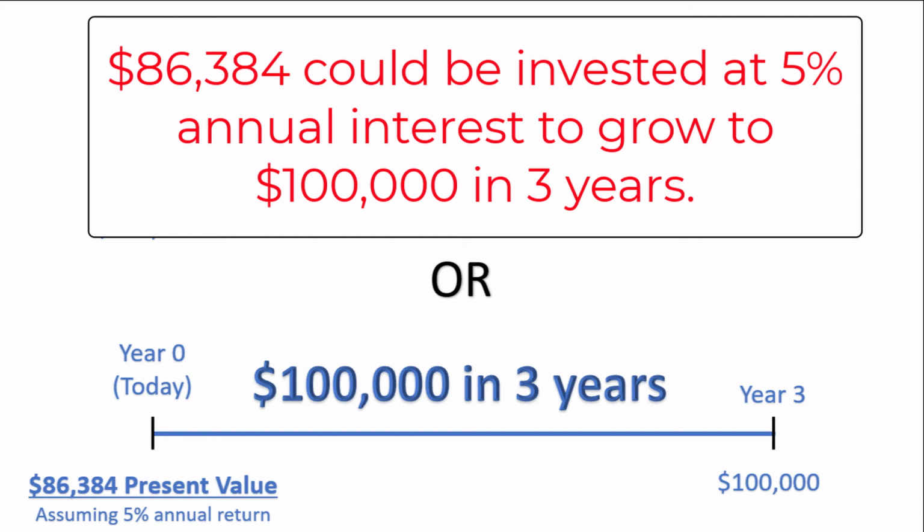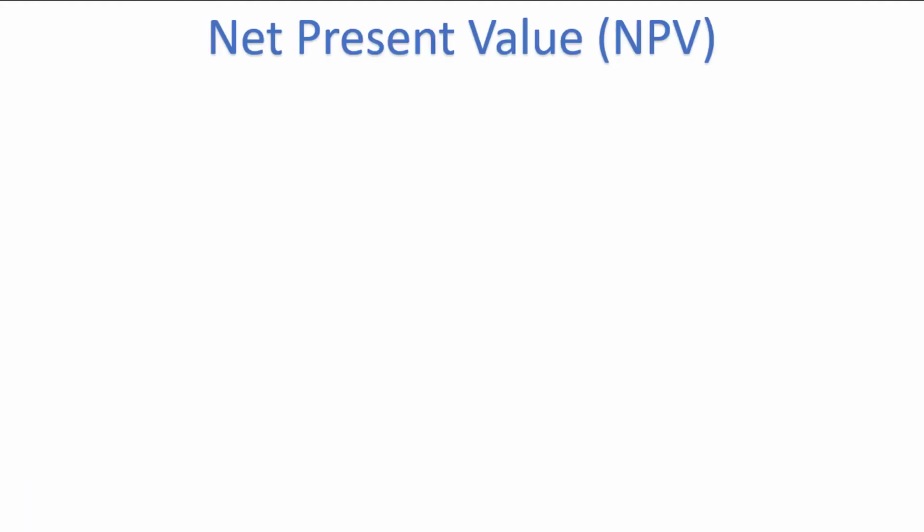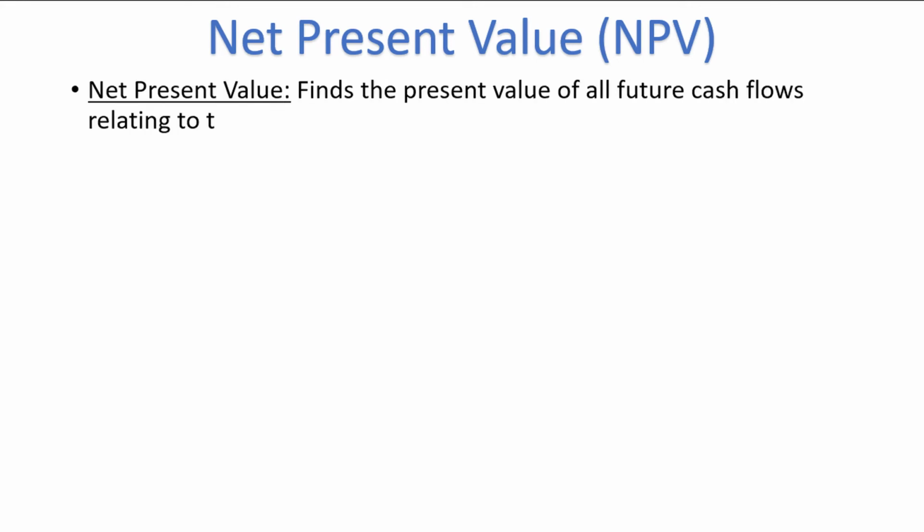We'll talk more about how to do the calculations later, but for now, just realize that a cash flow in the future is not worth as much as an identical cash flow in the present due to the time value of money. The capital budgeting method of net present value finds the present value of all future cash flows and then subtracts the cost of the initial investment.